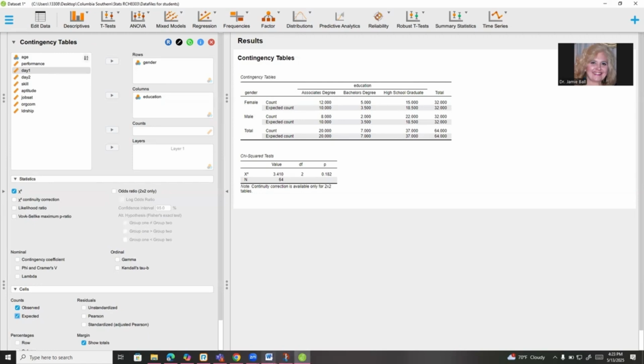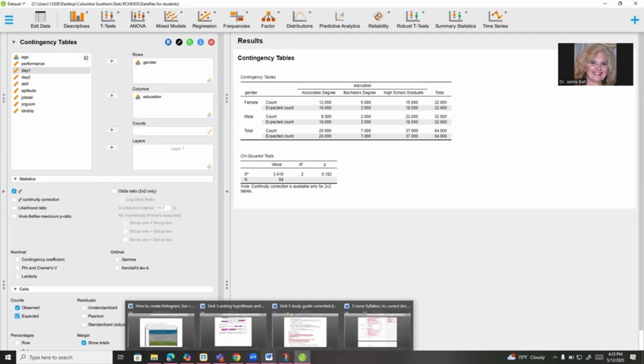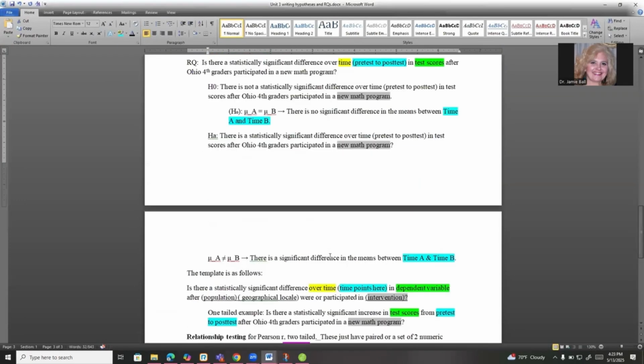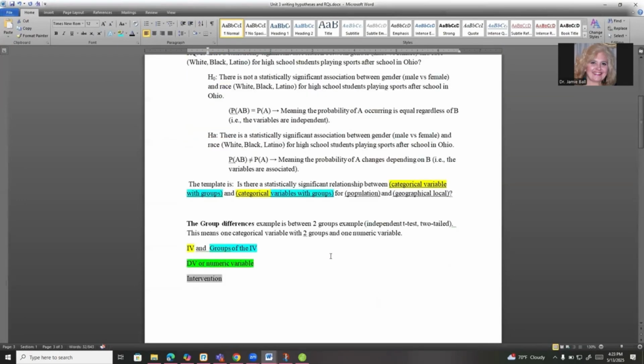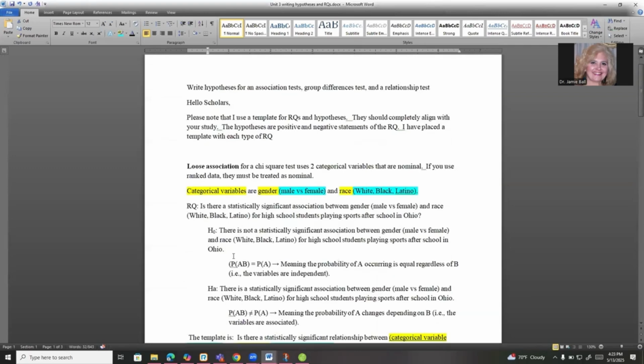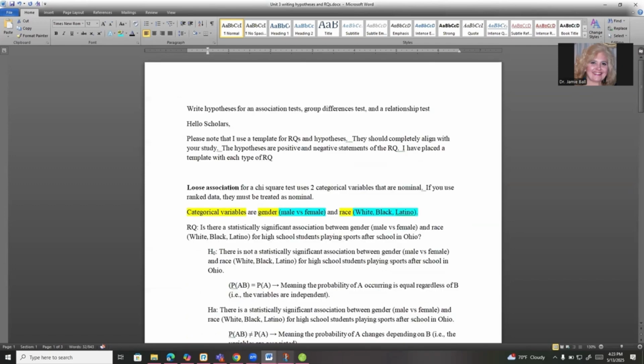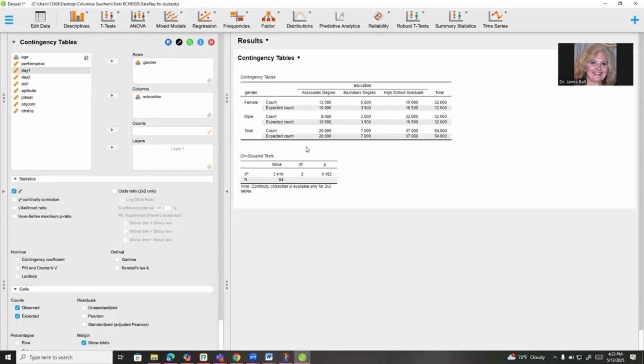Okay. Remember I was talking to you about hypotheses? So here is one for an association. There's not a statistically significant relationship between gender and education in this one. Okay. So I would write out my results in an APA fashion.